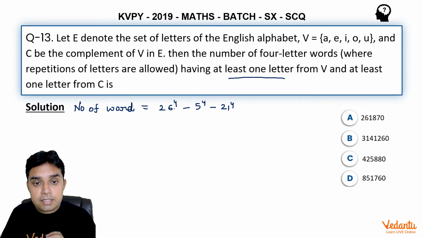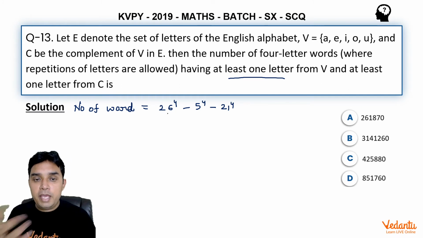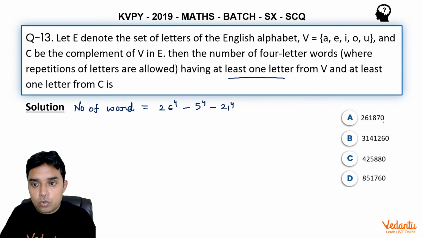Now, these are going to be huge numbers. So if you are allowed to use a virtual calculator, which I think you may have in your system, then you can find it easily. And this comes out to be 261870, option A. Otherwise, we can also try to do this calculation.